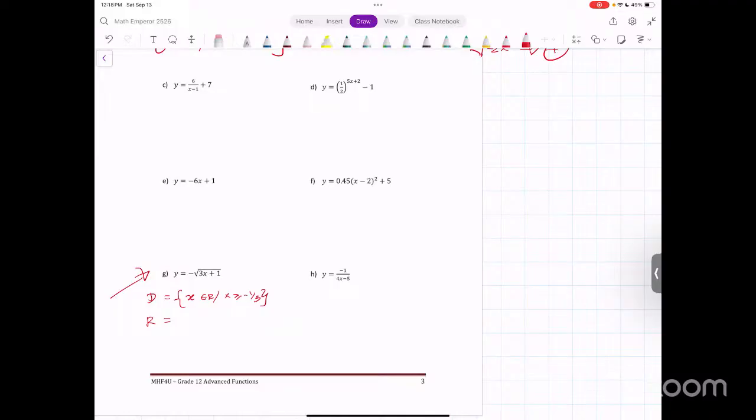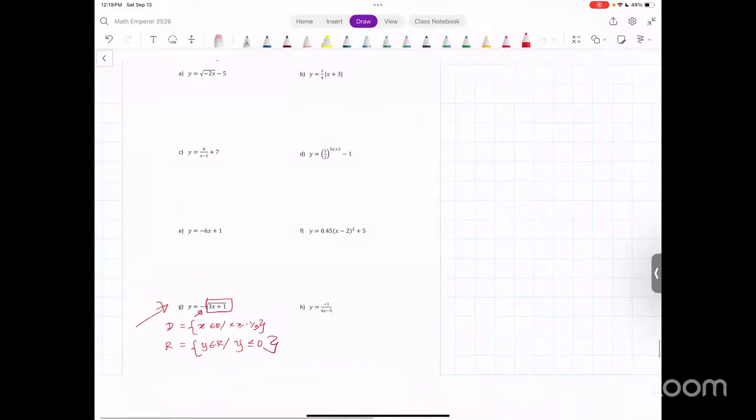What did you write for the range? I didn't do range yet. That's difficult. Myra, what did you get for the range? Range is y is less than or equal to 0. Correct. That's the catch here. You've got a negative sign here. The lowest value for the square root is 0. Now when you've got a negative, it's going to go backward. It is not going to be all positive values, it's going to be negative. Are you guys following that?